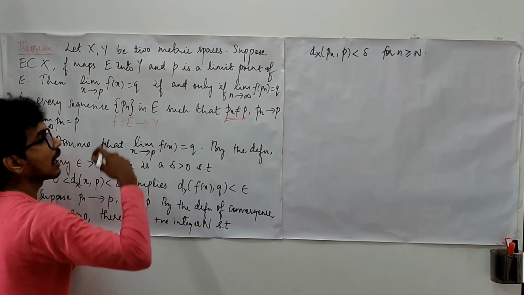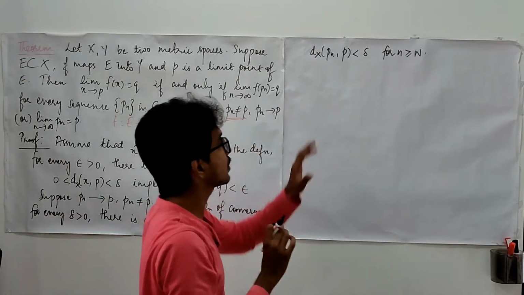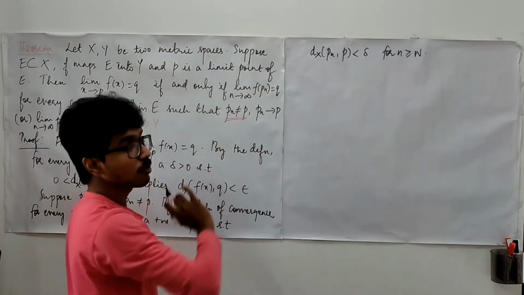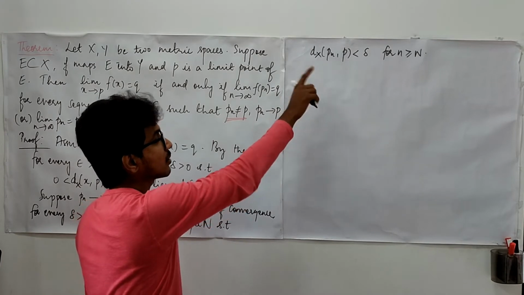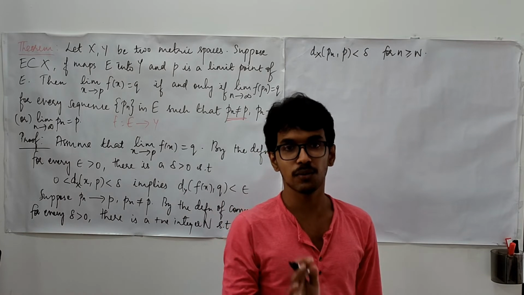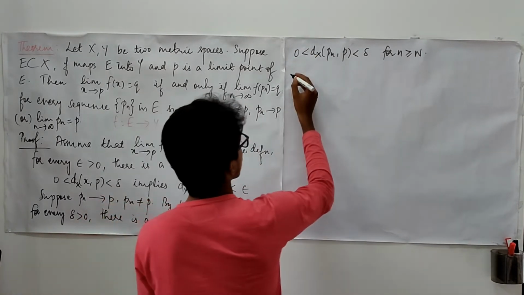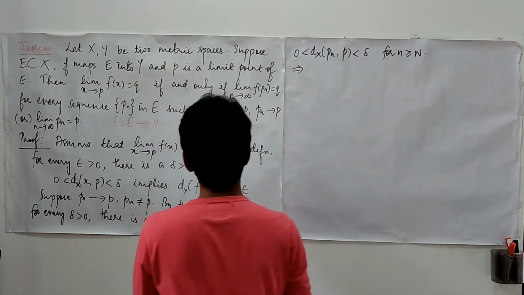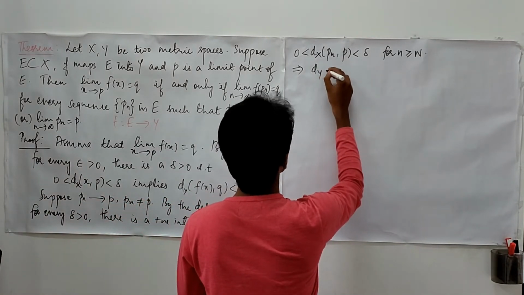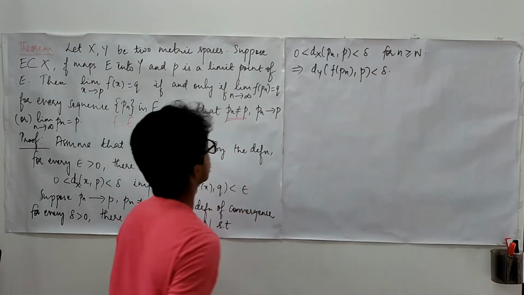Okay. What is happening? After this stage, the entries in the sequence satisfy this condition, which means this is the same as that. Even here you may notice that no element of the sequence Pn is the same as P, which means here also you have this condition. So whenever this happens, this will happen, right? So this implies dY of f of Pn comma P is less than delta.